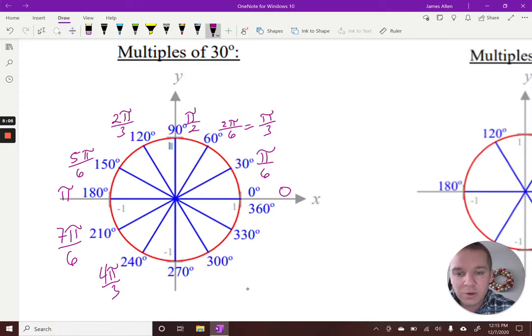9 pi over 6, which is going to be the 3 pi over 2 again, right, as it reduces. That was a weird one. So 9, now 10 pi over 6, so that'd be 5 pi over 3 when we reduce it.